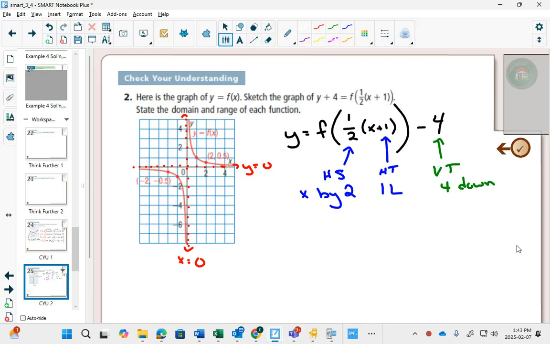In fact, the most important point, they've labeled 2 and a half. I probably would use 1 comma 1 and negative 1 comma negative 1. With the reciprocal graph, those are the only 2 points you need, but you also need to look at what happens to the asymptotes. So let's just do the points first. We have 1 comma 1 and negative 1, negative 1.